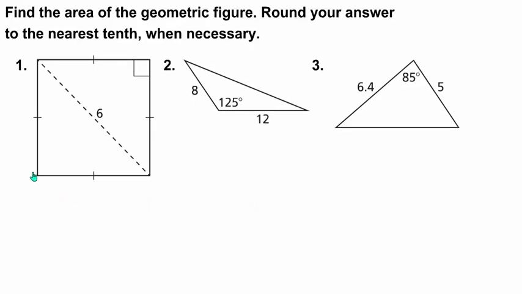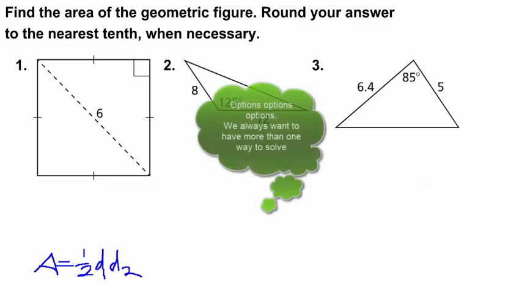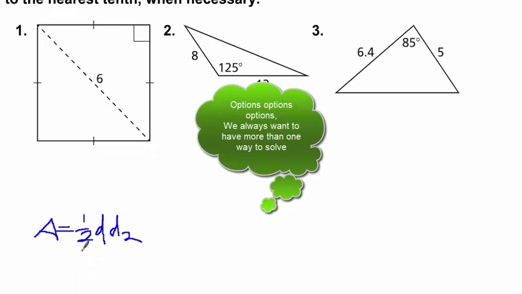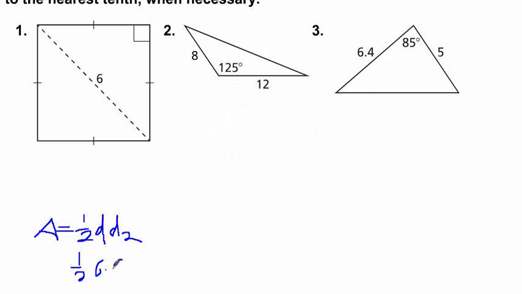So a square is also a rhombus, and a rhombus has an equation that is: the area is 1/2 of diagonal 1 times diagonal 2. And both of the diagonals are 6 units, so this is going to be 1/2 times 6 times 6 for an area of 18 square units, whatever the units are.